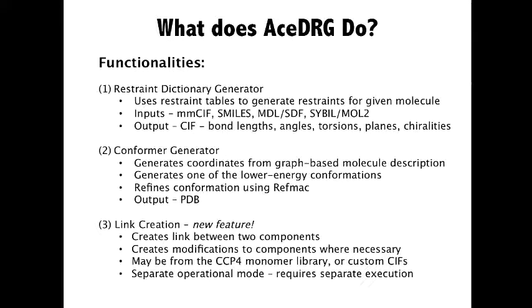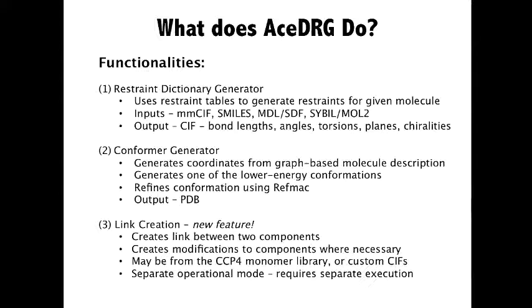What does AceDRG do? We've got a few functionalities. First, it's the restraint dictionary generator, so it will use these restraints that are distributed in order to generate new restraints for your ligands. So that will be where your CIF file comes from. It will also do conformer generation, so it will generate coordinates from a graph-based molecular description, refine that conformation using REFMAC5, and then give you a PDB file with starting coordinates. It's not necessarily going to be the conformer in your particular case, but it is going to be a good starting point. And the new feature is link creation.